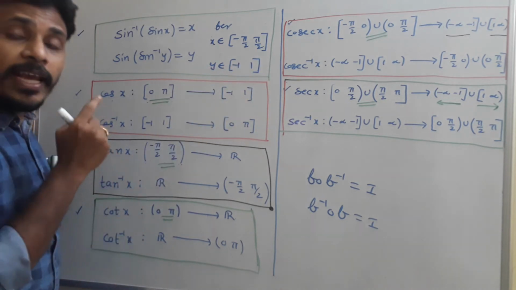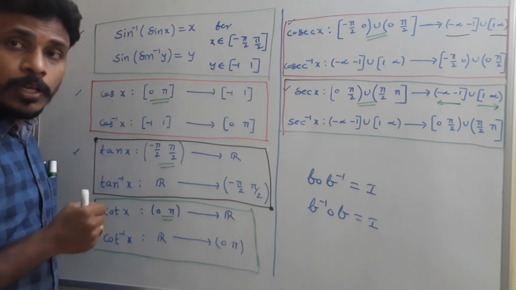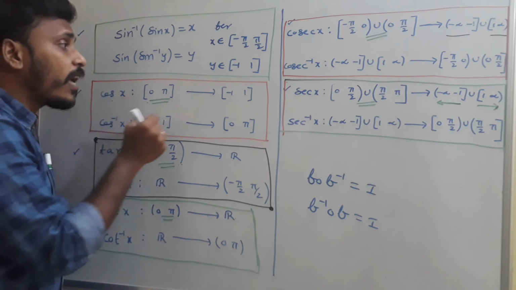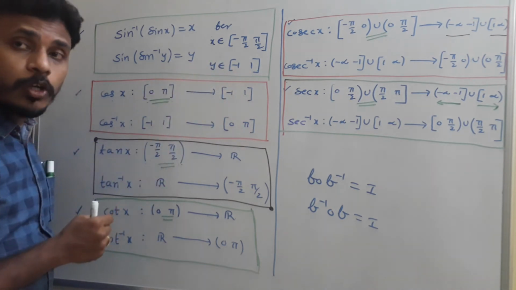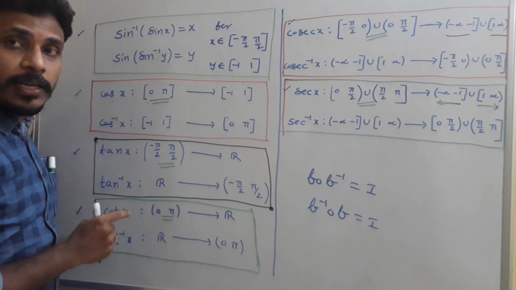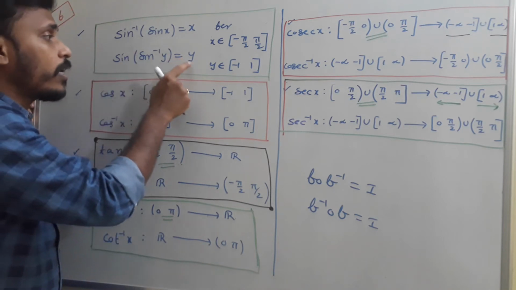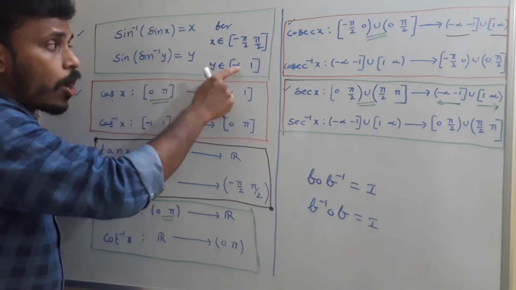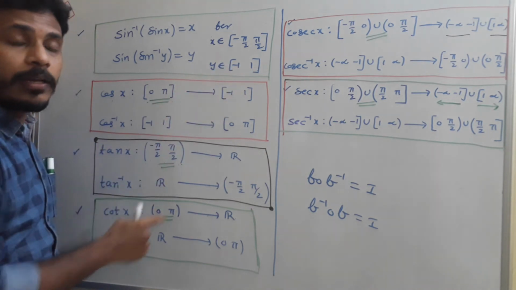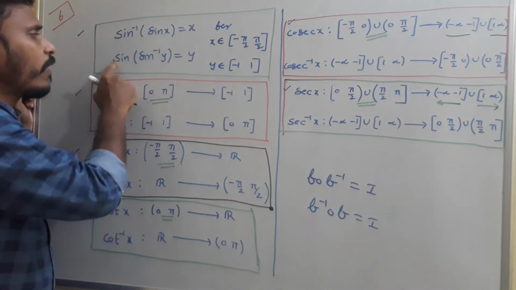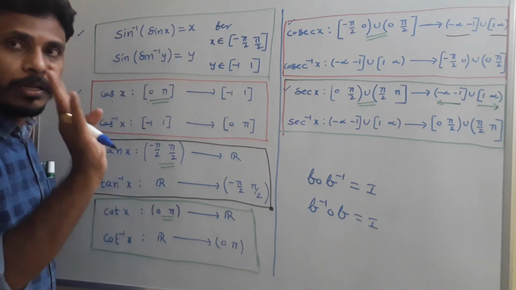Okay, so if x is in that closed interval minus pi by 2 to pi by 2, and if y is in the range minus 1 to 1, then only sin inverse of sin x is equal to x and sin of sin inverse y is equal to y. If this y is not between minus 1 and 1, if y is any other number outside of this interval, then this is not acceptable.